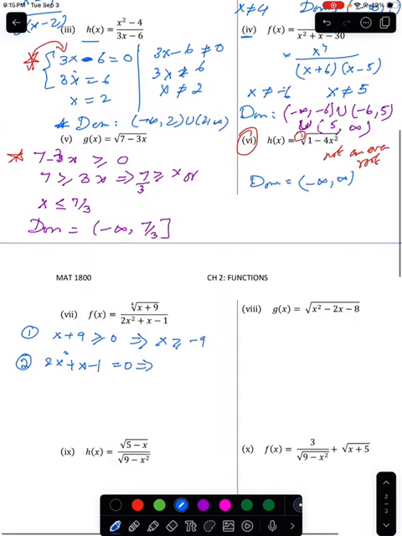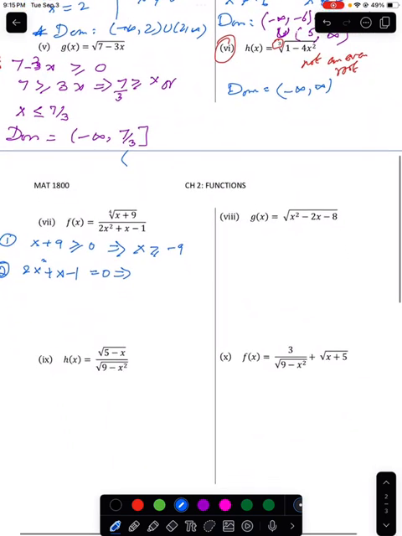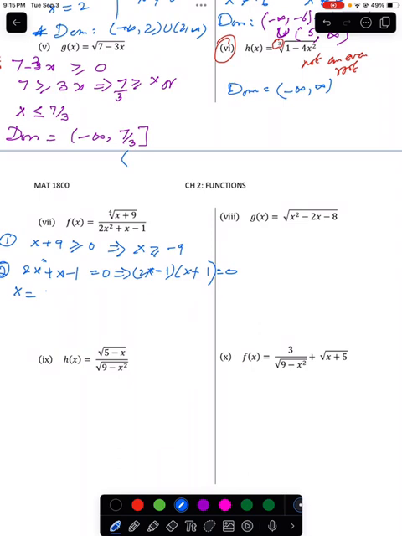So the factors will be 2x something, and then x something. So we will have 1 here. Now we have to decide what the sign will be. The sign in one will be positive and in the other negative. So this is equal to 0, which gives me that x is equal to 1/2 or x is equal to -1. So we cannot have these two in the domain.